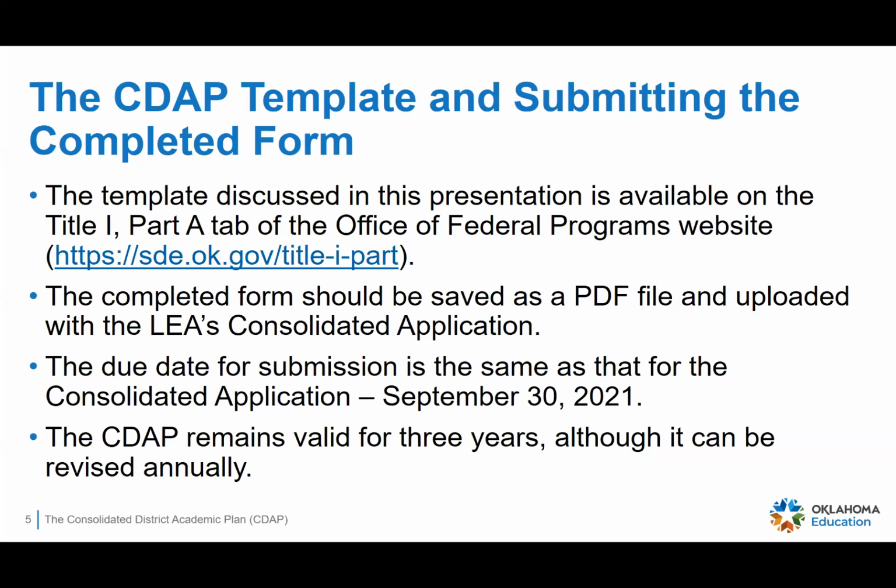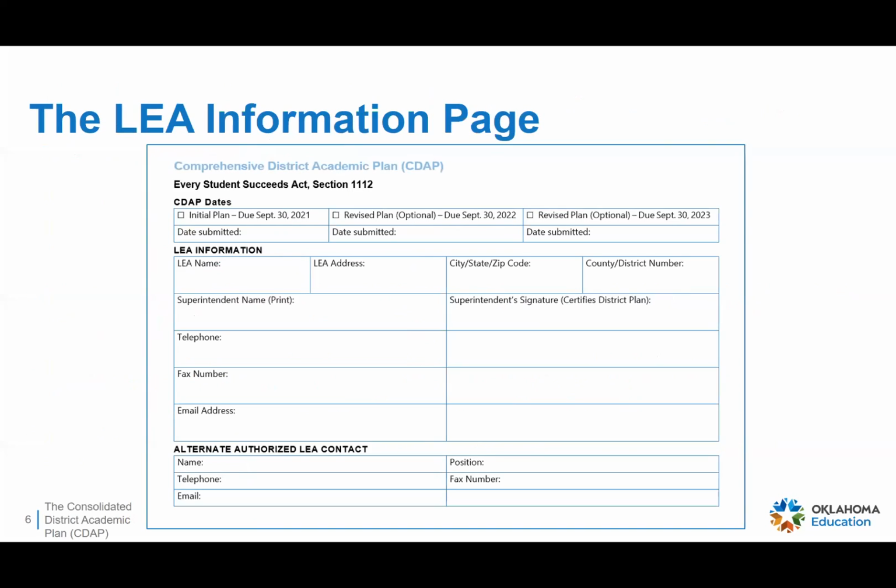The CDAP, the Consolidated District Academic Plan, is valid for 3 years, although it can be revised annually, and we encourage you to review it annually. Whether you make changes or not, it should be reviewed, and if necessary, can be revised each year. So that brings us to the form itself, the template itself.